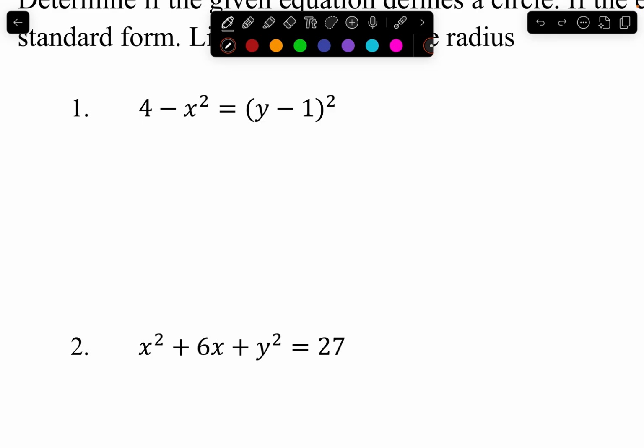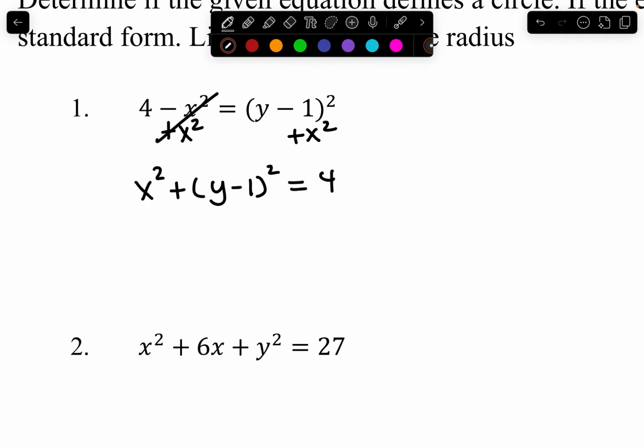So what I actually need to do is start by adding x squared over so that it's on the same side with y squared, but I am going to take my entire equation and flip it just so that it looks a little bit nicer. So this is what I have. I have x squared plus y minus 1 squared equals 4.